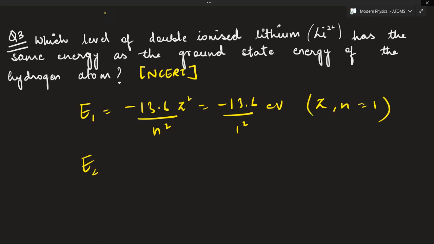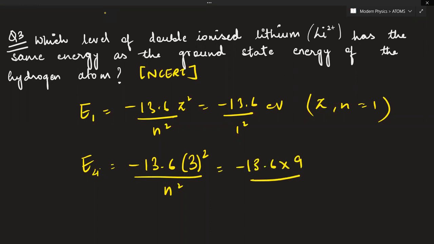Now E for lithium is minus 13.6 into Z square. So for lithium, Z is 3, so 3 square. N square we do not know. So minus 13.6 into 9 by n square electron volt, because Z is 3 here.